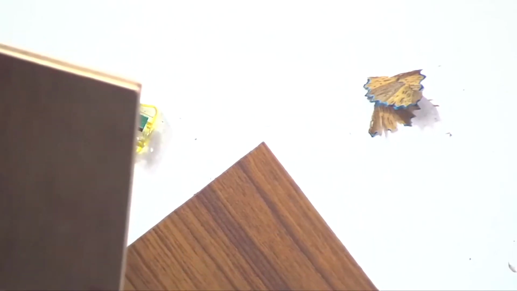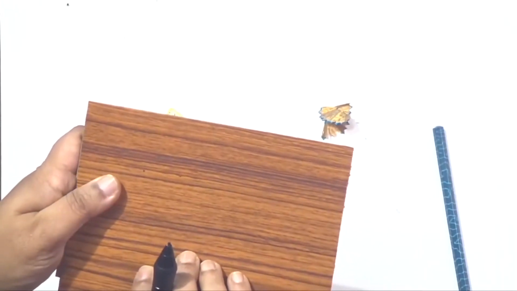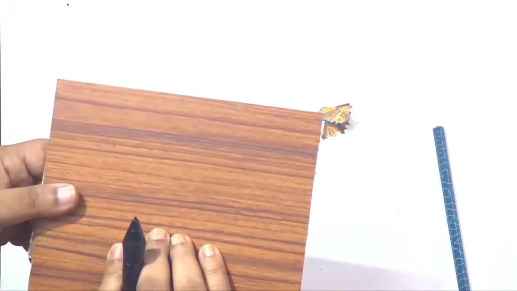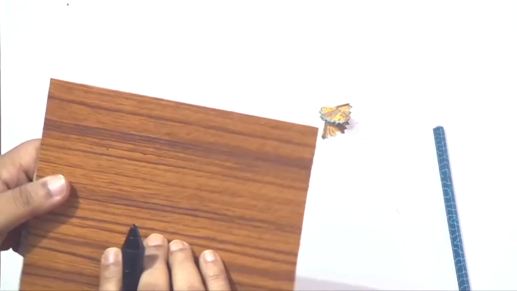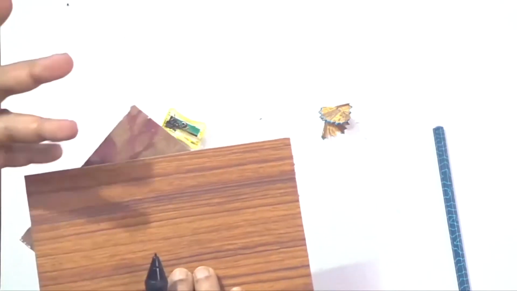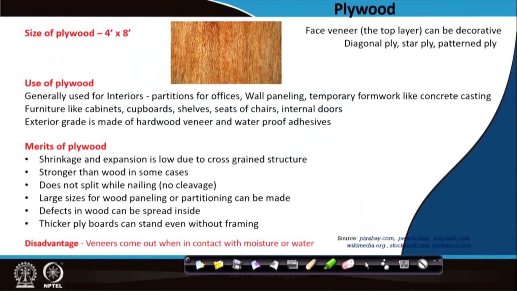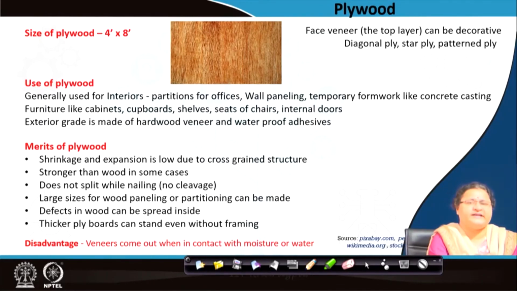So, usually the top covering is made of a better sheet, and that is called the face veneer. And even by orienting it in different ways, you can create some star pattern, some diagonal pattern, and those will all give you an aesthetically pleasing look. You can have a teak ply finish. So, it is very difficult to understand exactly what it is made of.